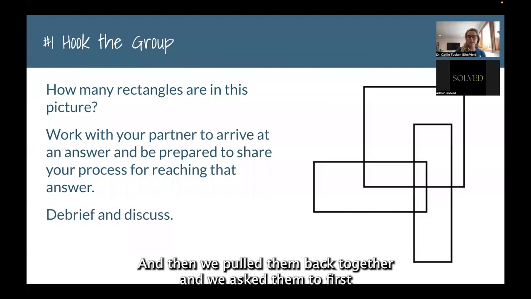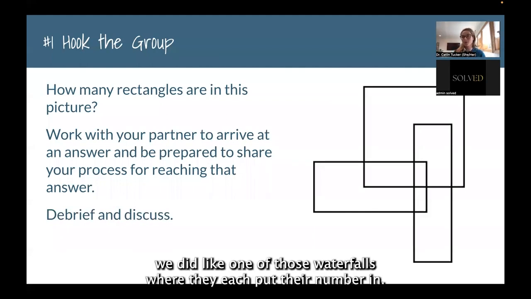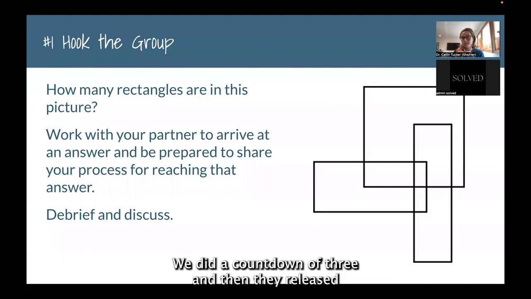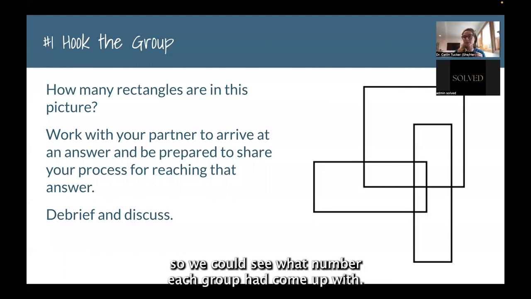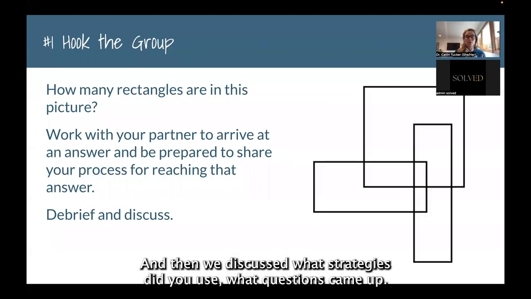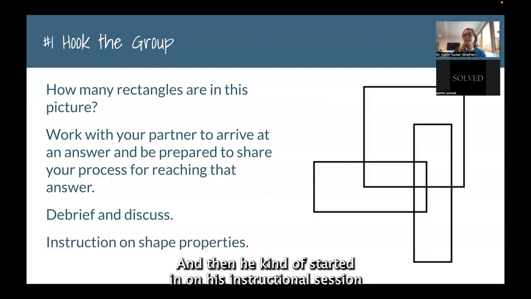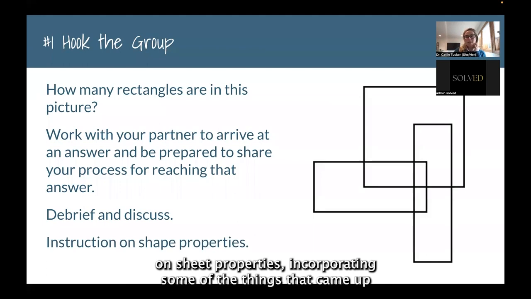And then we pulled them back together. First we did one of those waterfalls where they each put their number in. We did a countdown of 3 and then they released so we could see what number each group had come up with. Then we discussed what strategies did you use, what questions came up. And then he started in on his instructional session on shape properties, incorporating some of the things that came up in the conversation.